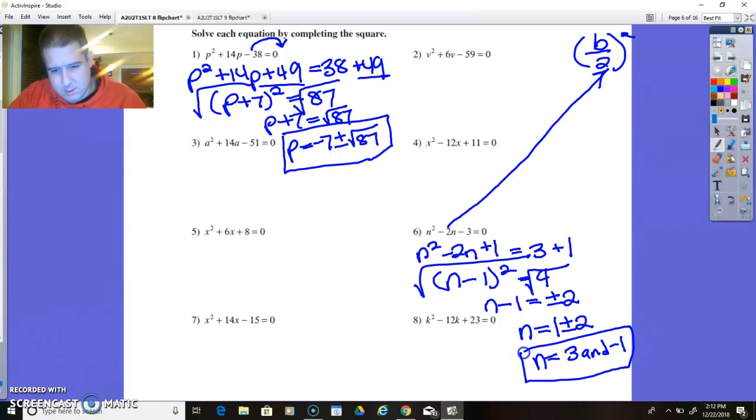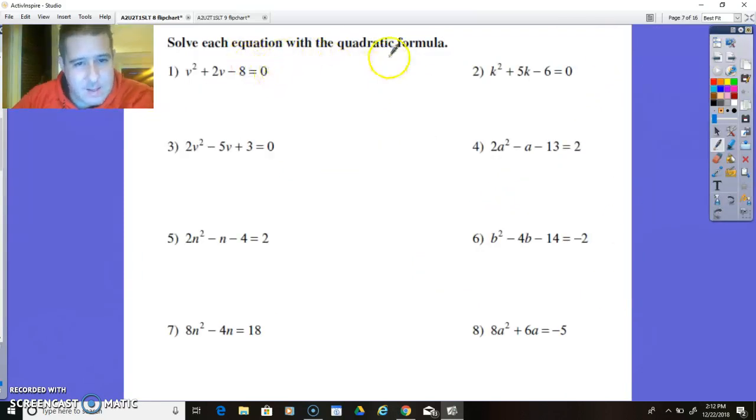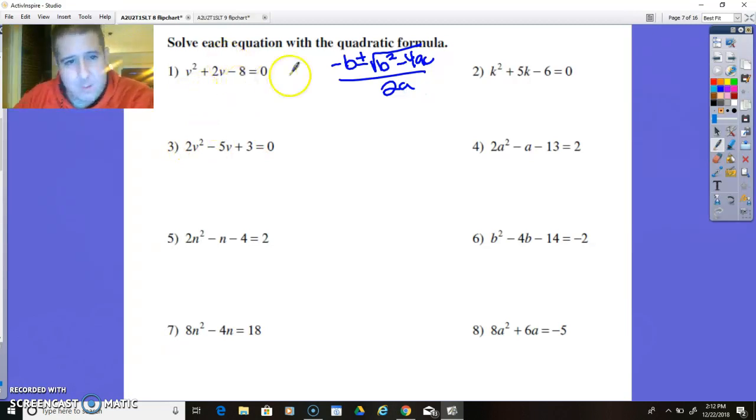There's your two answers. Now, you could also get complex answers when you're doing quadratic formula. So notice in these questions, sometimes there is an a term. So this is the method I would use. So it's negative b plus or minus square root of b squared minus 4ac divided by 2a. So first thing you need to do is set the problem equal to 0.